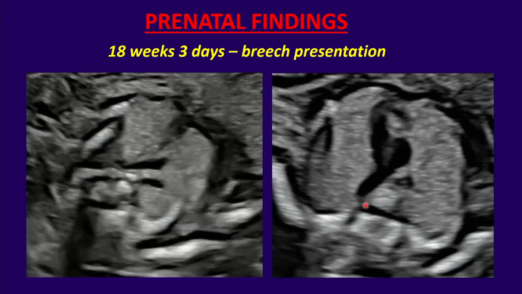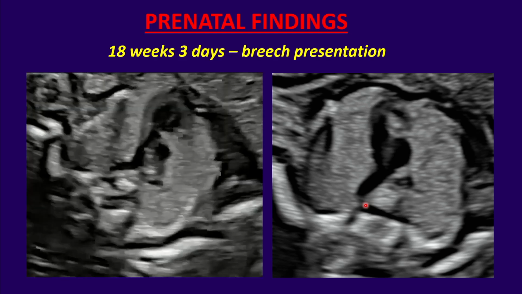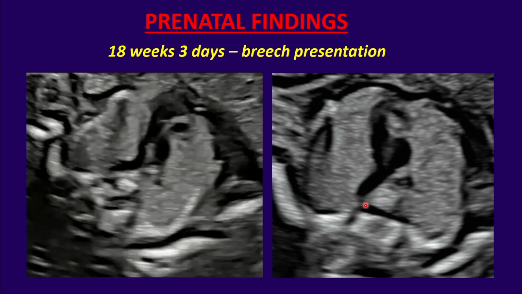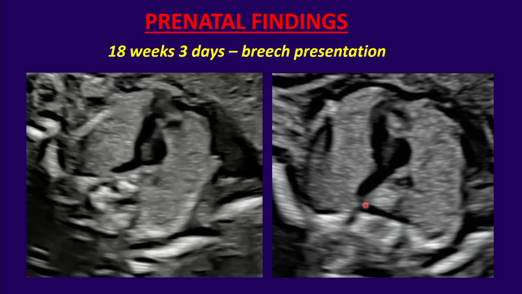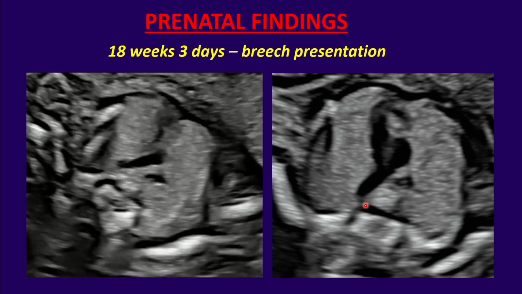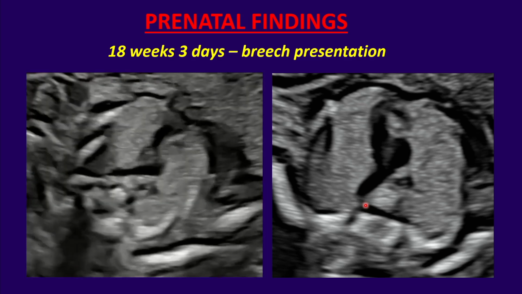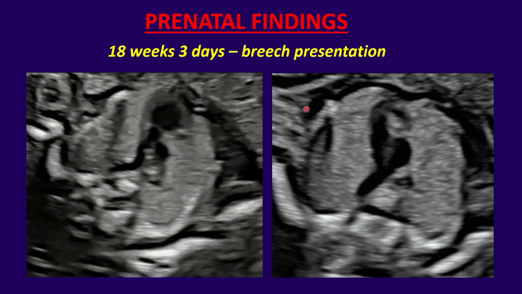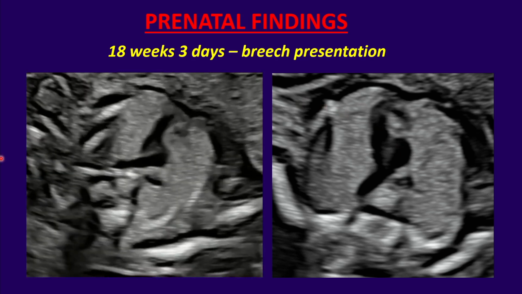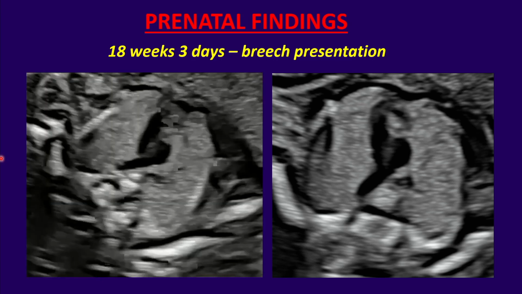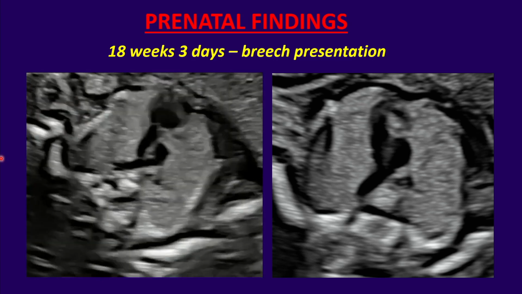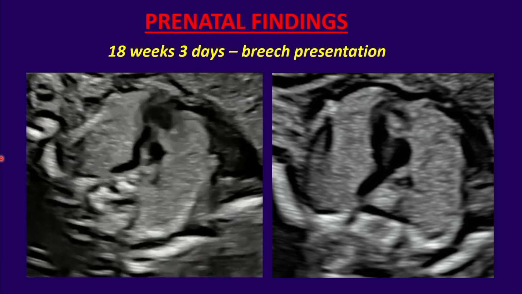Okay, so we are looking at the 3 vessel and trachea view. This is another of our screening planes. Does it look normal to you? Or is anything missing? This is a still image, right? The PA, the aorta. Normal or abnormal? Who thinks it's normal? If it's abnormal, why?